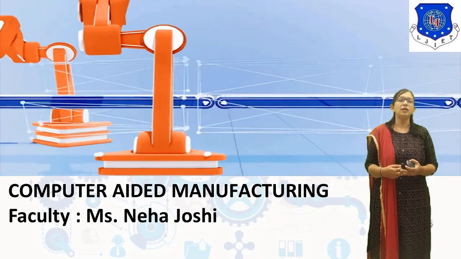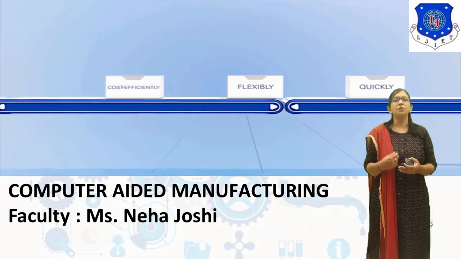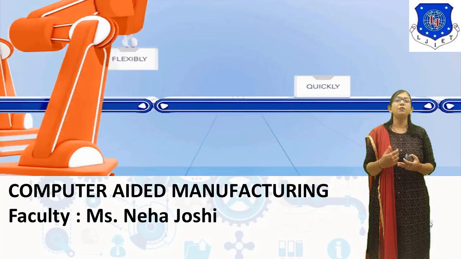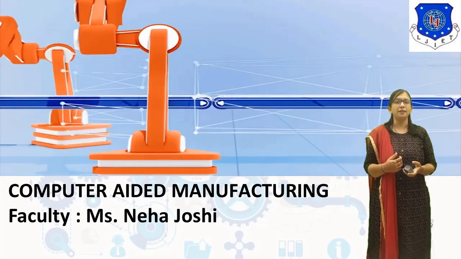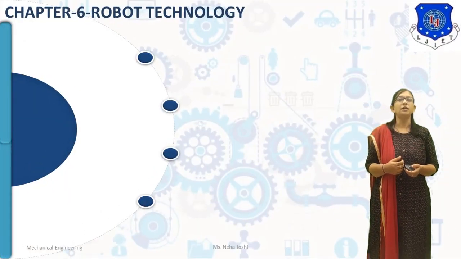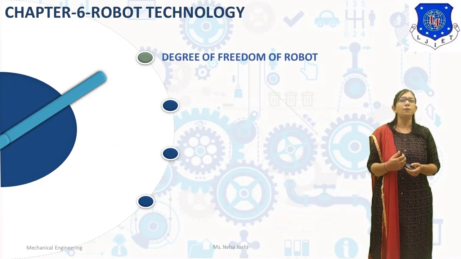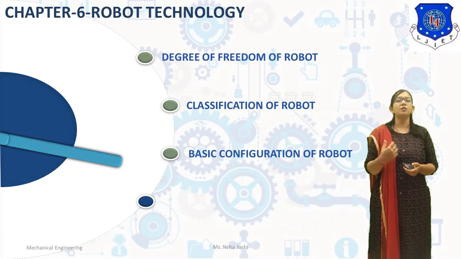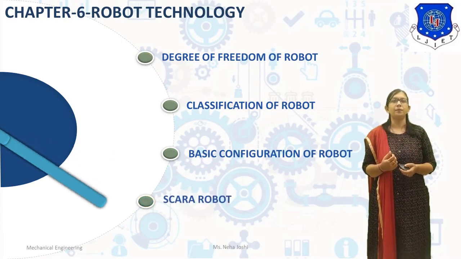Let's start with our sixth chapter, that is robot technology. In the previous session, we covered different topics like what is sensors, features of different sensors, contact type sensors and non-contact type sensors. In today's session, we will cover different topics like degree of freedom of robot, classification of robots, basic configuration of robots, and SCARA robot.